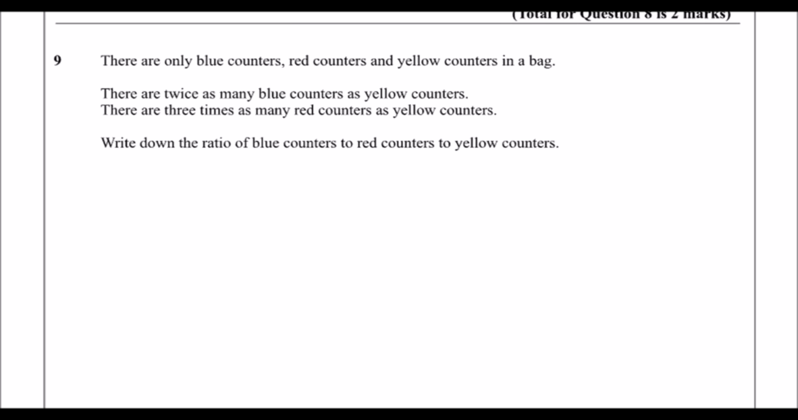Question 9. There are only blue counters, red counters, and yellow counters in a bag. There are twice as many blue counters as yellow counters. There are 3 times as many red counters as yellow counters. Write the ratio of blue counters to red counters to yellow counters.